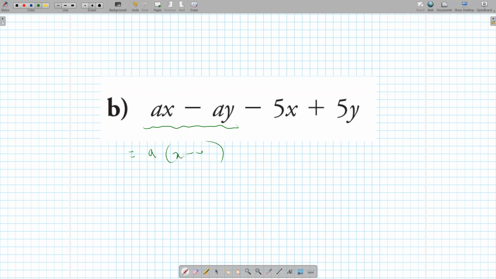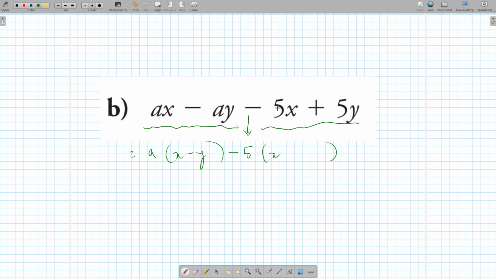Correct. Now let's look at the next two terms. What do they both have in common? A 5. Yes, a 5. You see this sign? That sign is going to drop. Okay, we can pull out a 5. What do we have in the bracket? x plus y. All right, so here's the tricky part, okay?